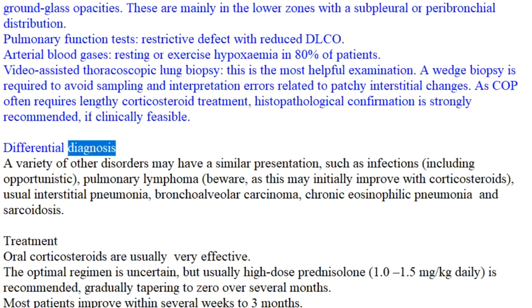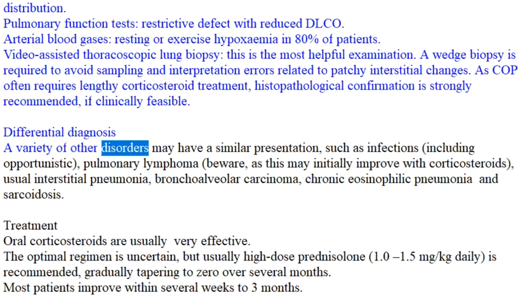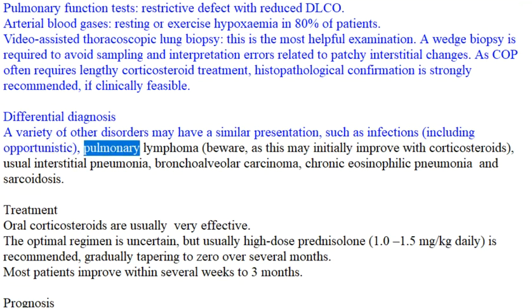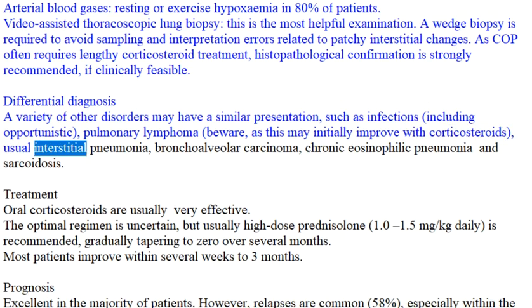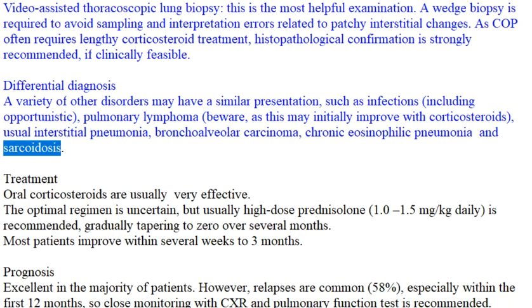Differential diagnosis: a variety of other disorders may have a similar presentation, such as infections, including opportunistic, pulmonary lymphoma, beware, as this may initially improve with corticosteroids, usual interstitial pneumonia, bronchoalveolar carcinoma, chronic eosinophilic pneumonia and sarcoidosis.